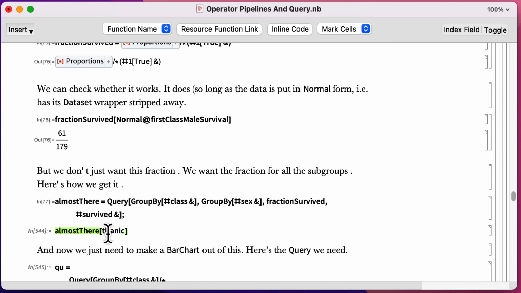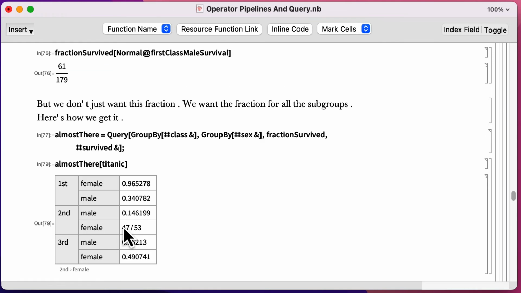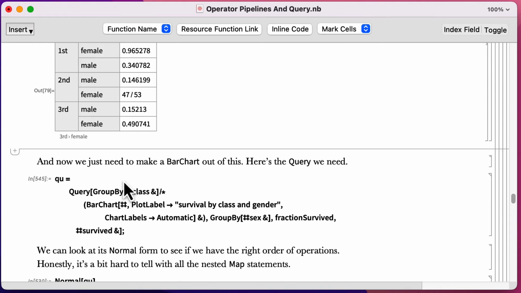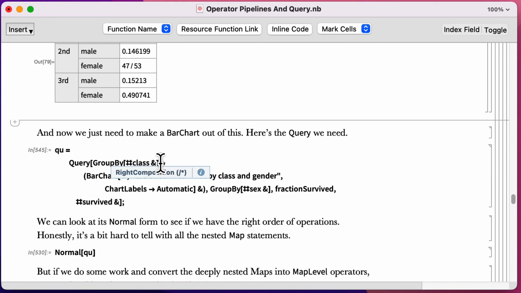All right, if I run that on the Titanic, I get just the data I want. I can see what the survival numbers are, but I don't want just numbers. I want a bar chart. And so all I have to do is come back to this first level and say, take the output and make a bar chart out of it. And then I've got just some labels on it.